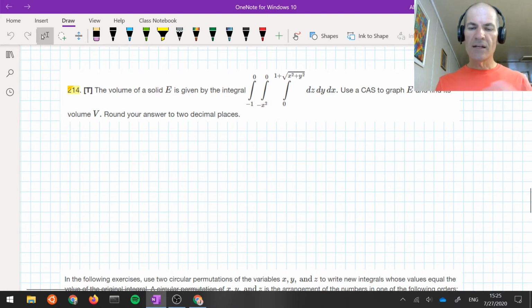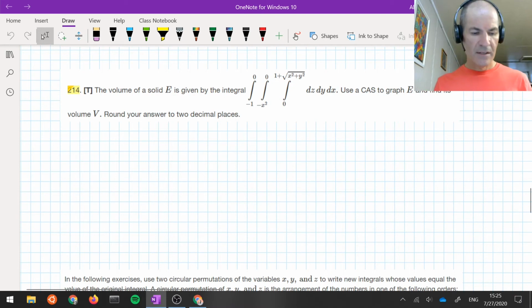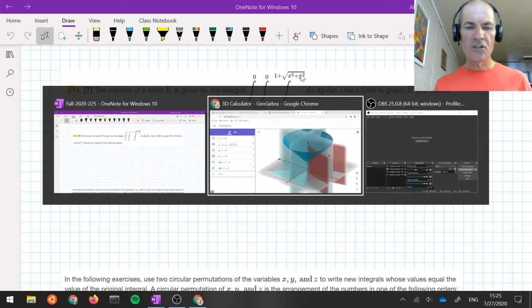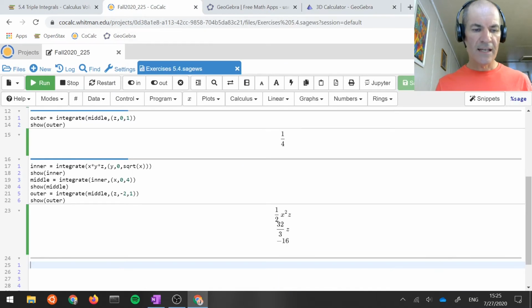So you're not being asked to actually do this integral. In fact, this would be a challenging integral because when you integrate with respect to z, the middle integral is going to work out to just this upper limit. And then you're going to have a hard time integrating this with respect to y. You're going to have to use a trig substitution. So better to not worry about that and just jump over to Sage and go through the process again.